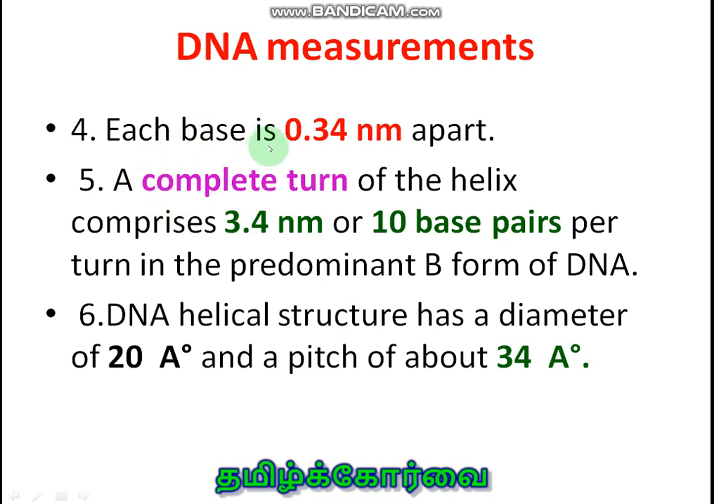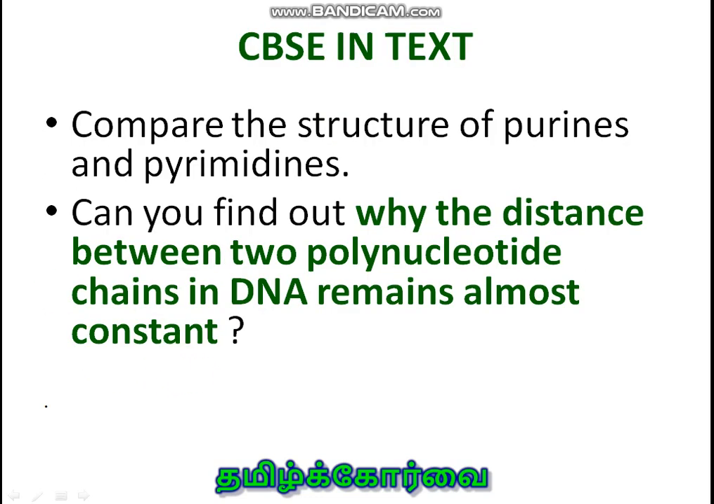Each base is about 0.34 nanometer apart. A complete turn of the helix comprises 10 base pairs, so 0.34 into 10, 3.4 nanometer. In terms of Angstrom unit, it is 34 Angstrom unit, and the width of DNA is 20 Angstrom unit. Okay, with respect to this CBSE book, one in-text question is asked. That question is, why does the distance between the two polynucleotide chains in DNA remain almost constant?